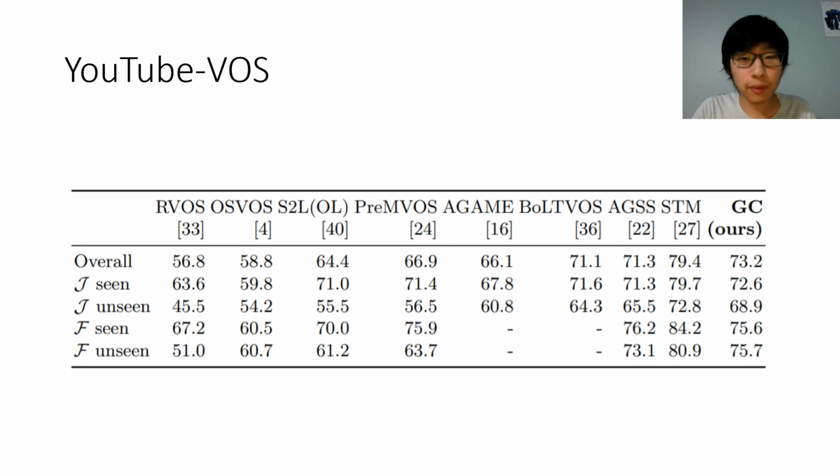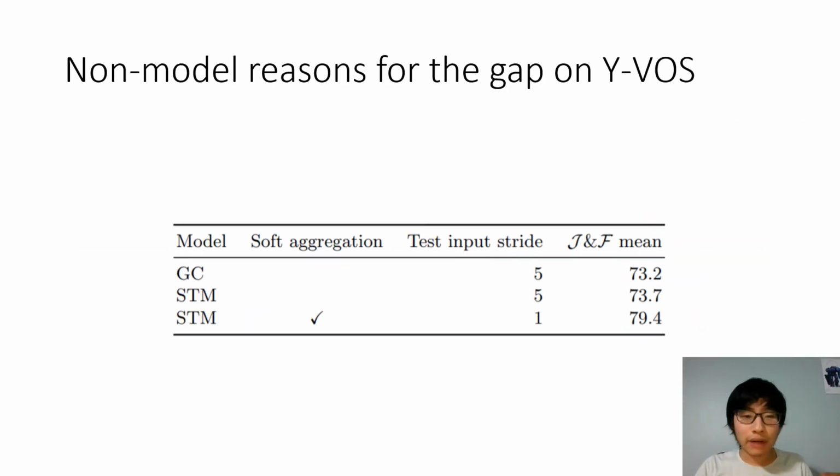On YouTube-VOS, GC is still among the best approaches, except that the STM module outperforms it by quite a bit. But after some further investigation, we found that the main reason for the performance gap between these two models is not the models themselves, but different testing protocols. If we apply the same standard testing protocol to the STM model, we'll see that the performance gap basically disappears.